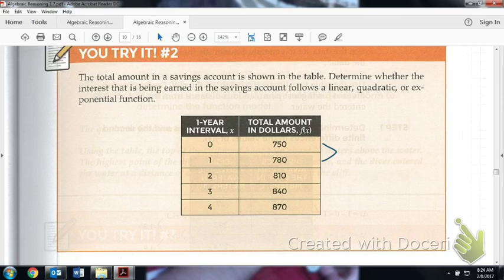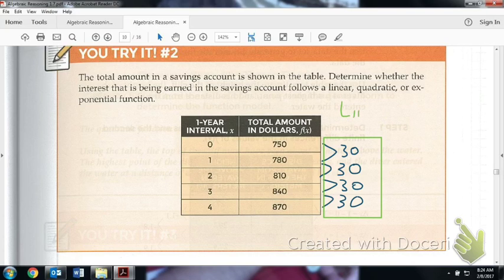So 780 minus 750, that's 30. We went up 30. 810 minus 780, we went up 30. Oh, wow, I was completely wrong. 840 minus 810, that's 30. 870 minus 840 is 30. Very rarely is interest this way. But hey, the first difference was the same. So this is linear.